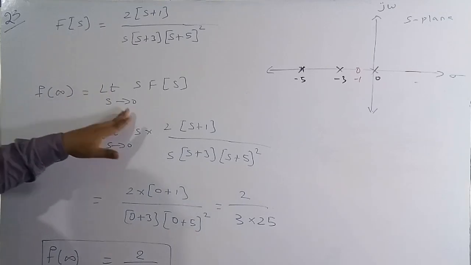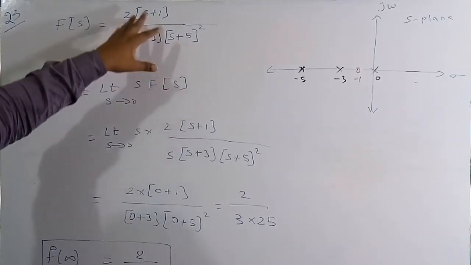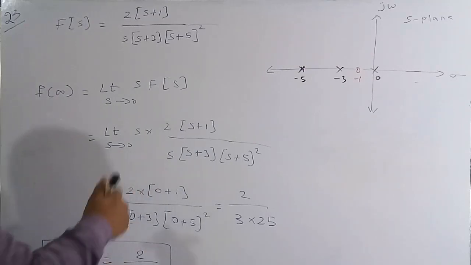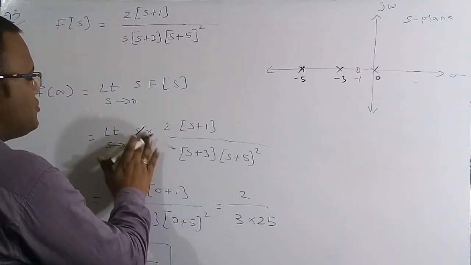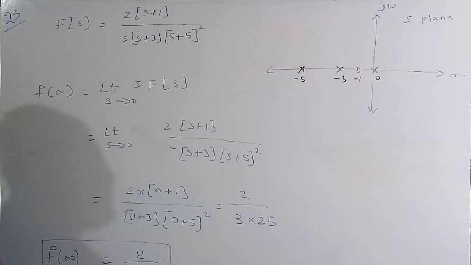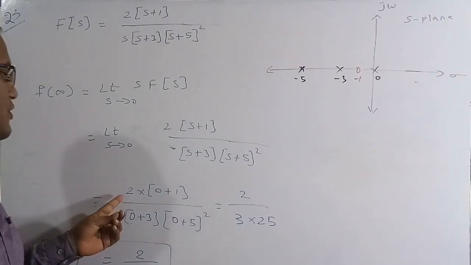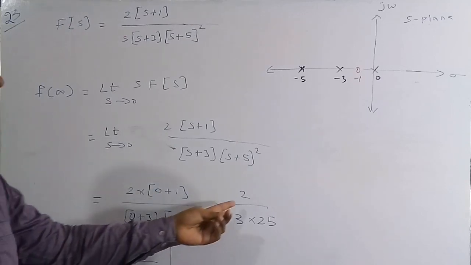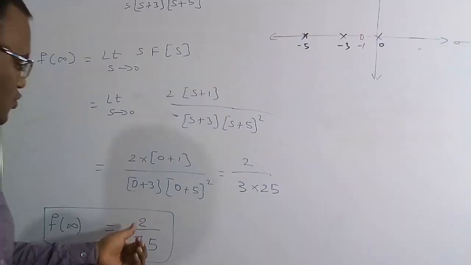So therefore limit s tends to 0 of s into f of s. So f of s value I have substituted here. s is common, so it is going to get cancelled, so I am going to remove this. In place of s I need to substitute 0. So therefore I am going to get here 2 into 1 by 3 into 5 whole square. So finally we are going to get 2 by 3 into 25, which is 2 by 75.